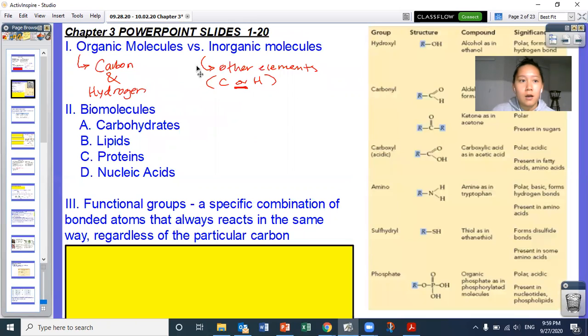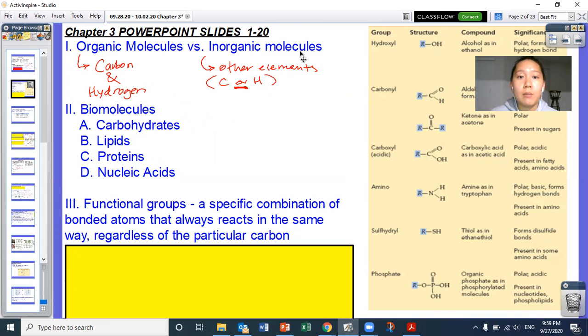So let's talk about chapter 3. We'll talk about organic versus inorganic molecules first, right? So this vocab is kind of important because organic molecules are ones that have carbon and hydrogen in them. And most of the things that are building blocks of life are organic molecules because they contain carbon and hydrogen, right? They're the structural molecules that all life is made out of.